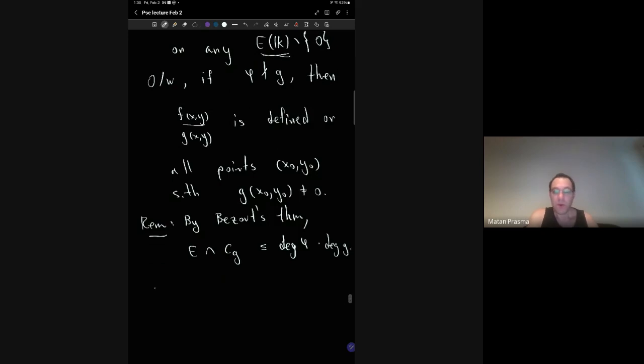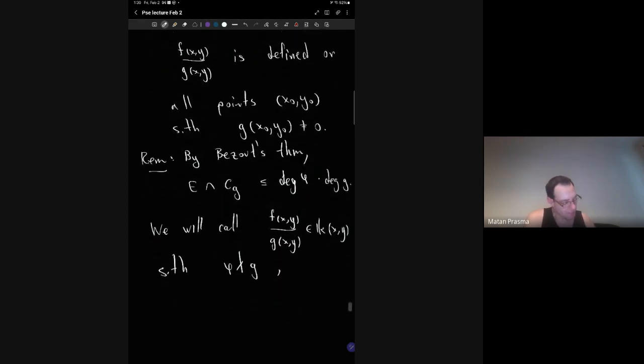So we will call a rational function f modulo g in k(x,y), such that phi does not divide g, a rational function on E.